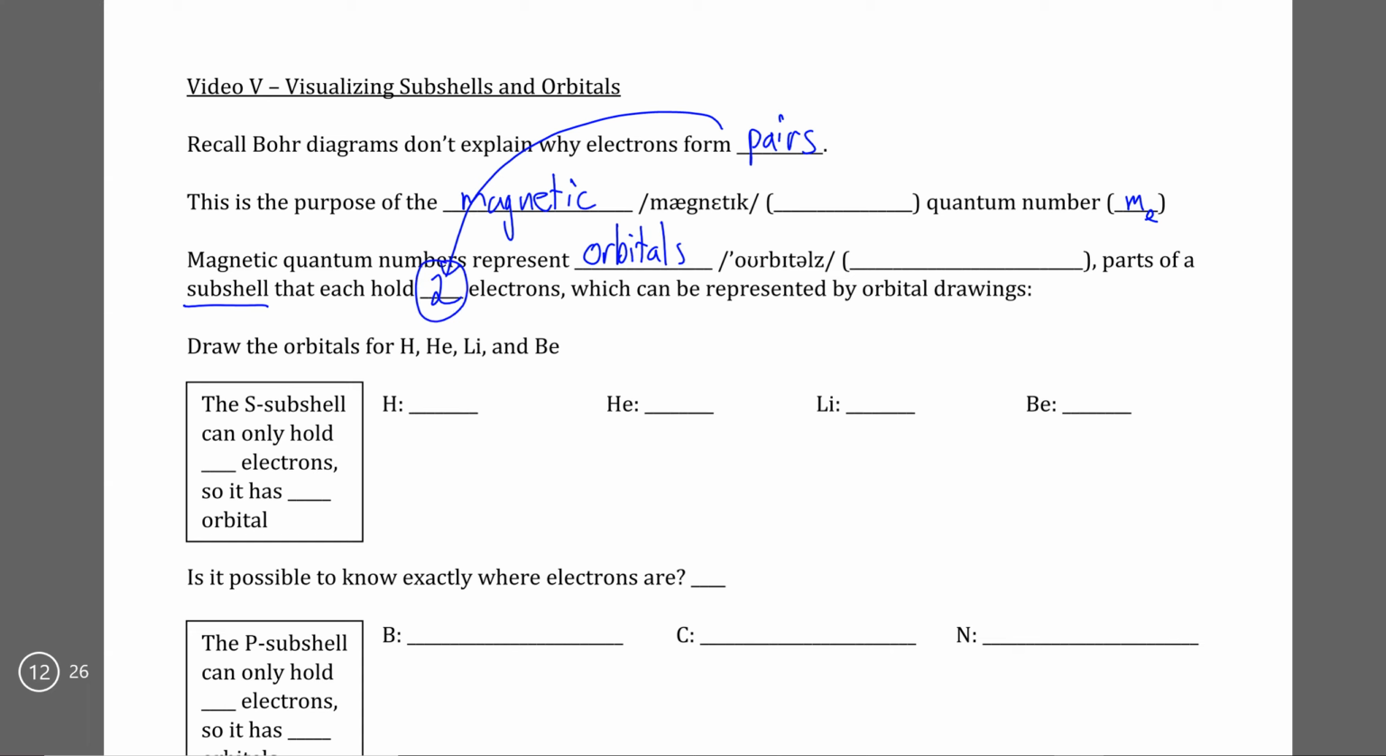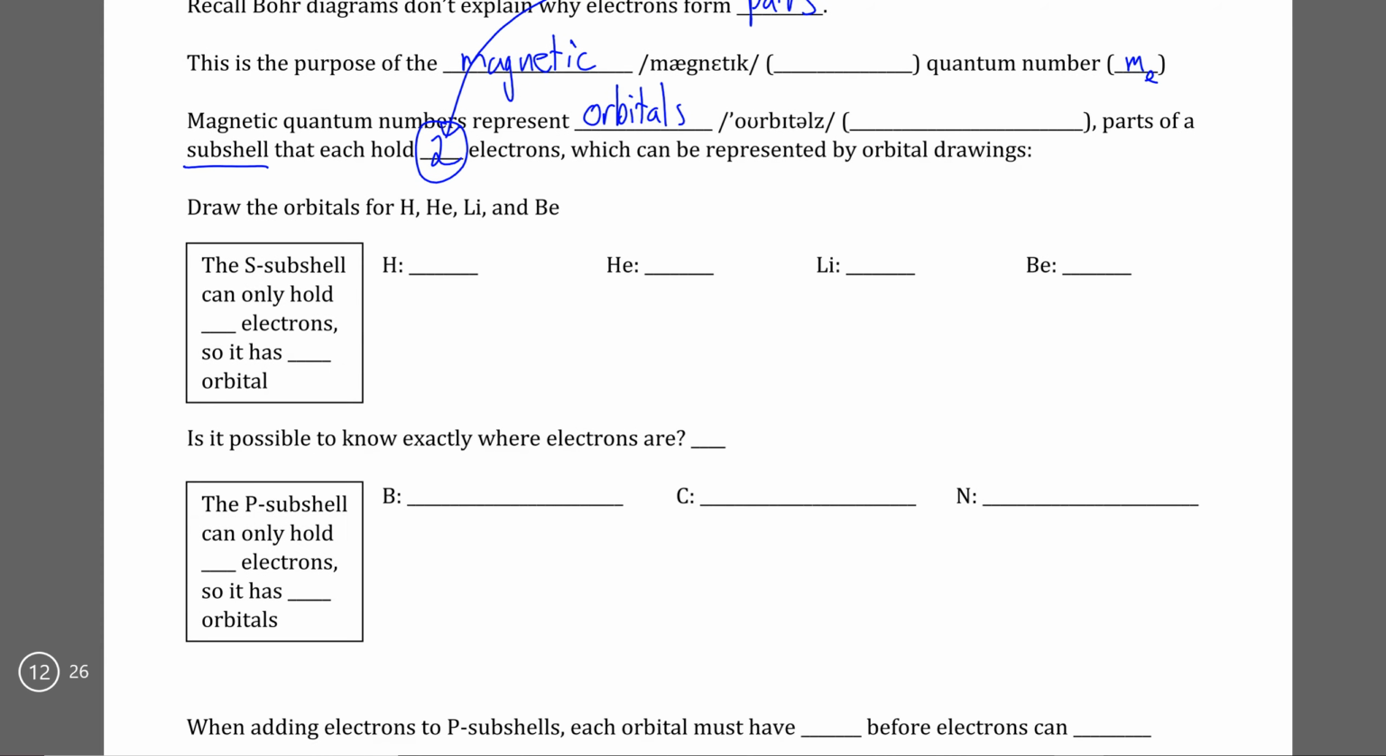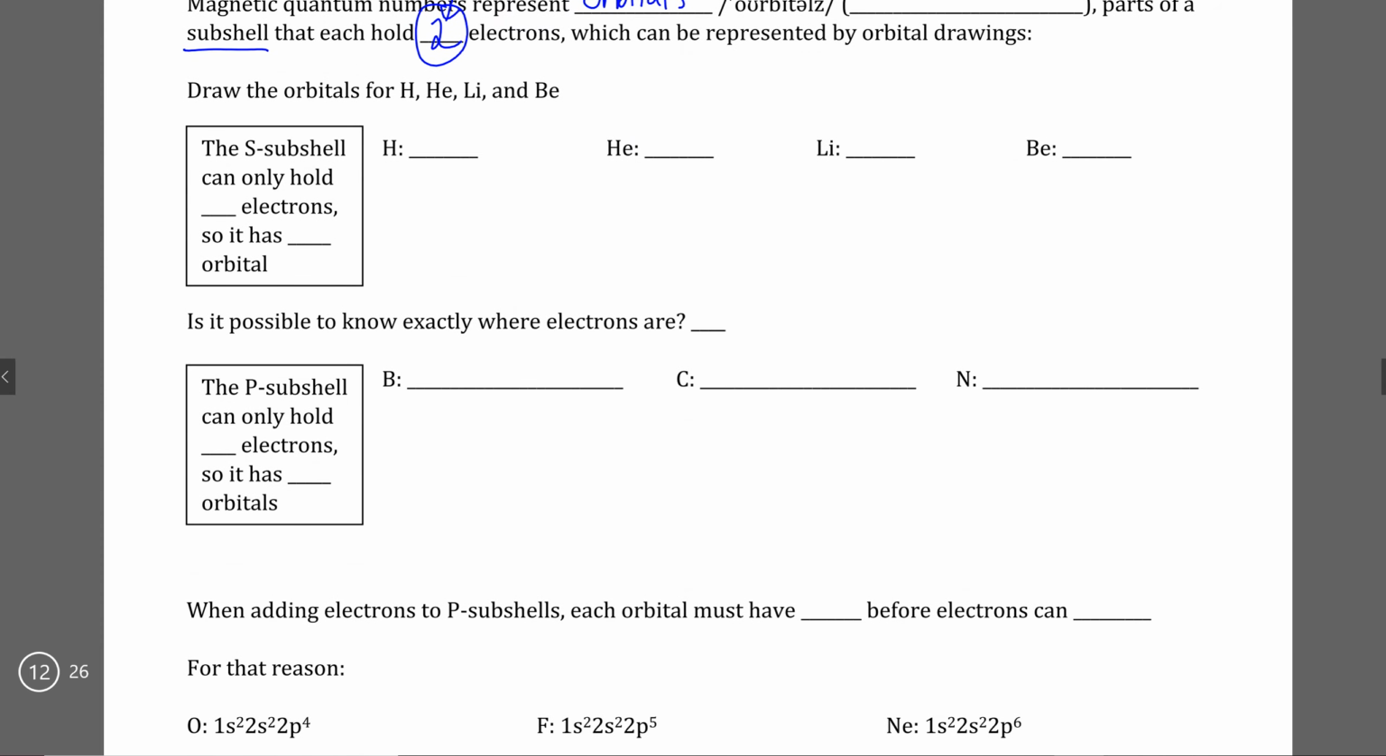Now, the easiest way for us to visualize what orbitals and indeed what subshells are is to actually try drawing them. So we start with the simplest elements that only have S subshells: hydrogen, helium, lithium, and beryllium. Let's start by remembering the electron configurations for all of them. Hydrogen is 1s1, helium is 1s2, lithium would be 1s2, 2s1, and beryllium would be 1s2, 2s2.